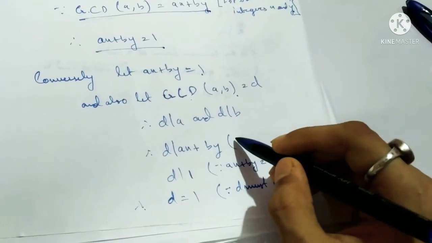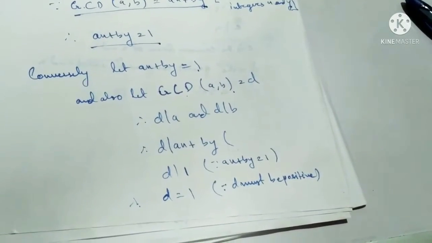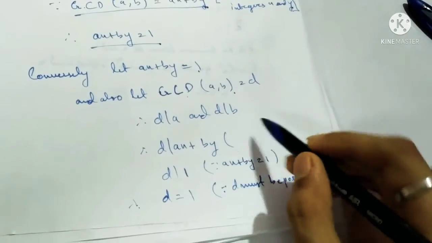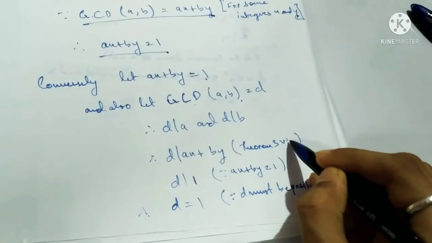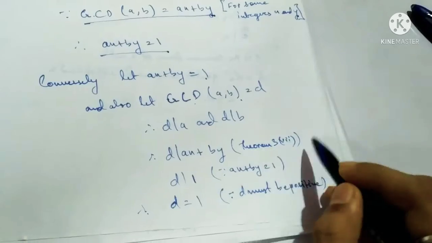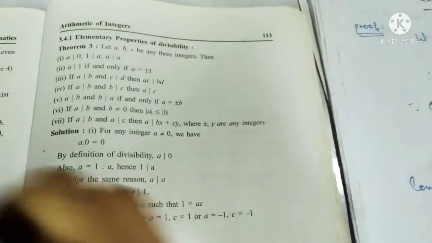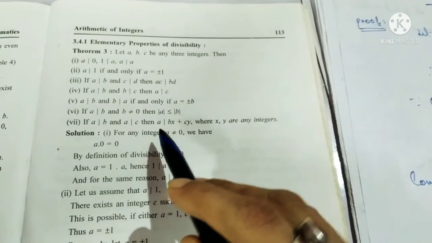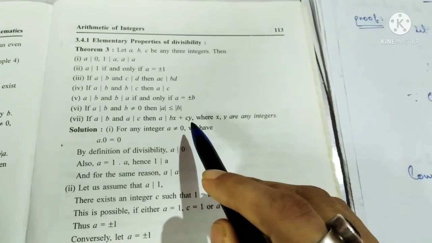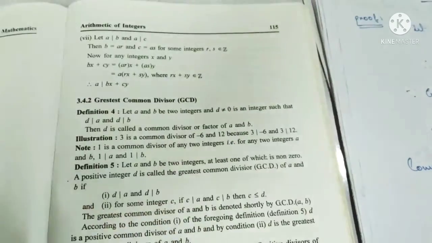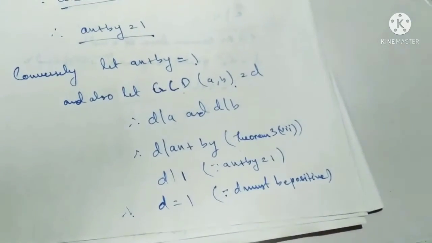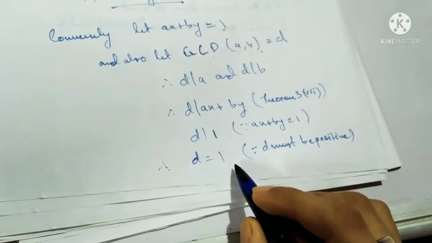This one you will have to write in the book. It is given as theorem 3 number 7, but you write the whole theorem 3 number 7. That means you will have to write that if A divides B and A divides C, then A divides BX plus CY, where X and Y are some integers. That whole theorem you will have to write down here. So therefore D is equal to 1.